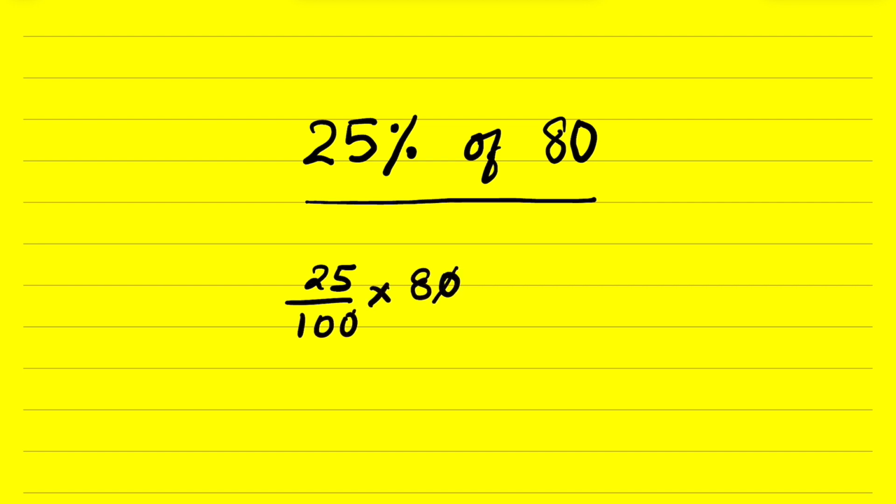Remove the 0 with 0. 5 times 5 is 25, 5 times 2 is 10, and 2 times 4 is 8. So 5 times 4 is 20. 20 is the answer. So this is the way you find the percentage. How to calculate it in your mind? So we do it mentally.